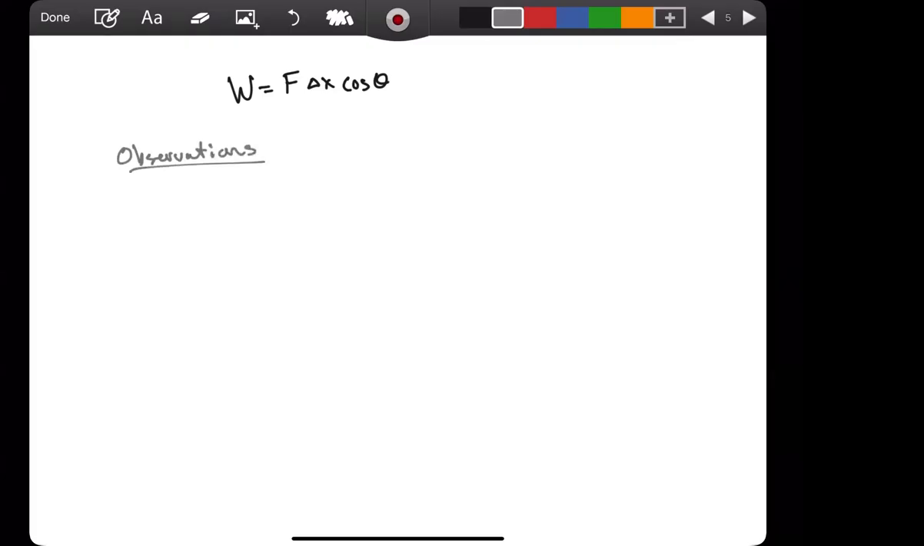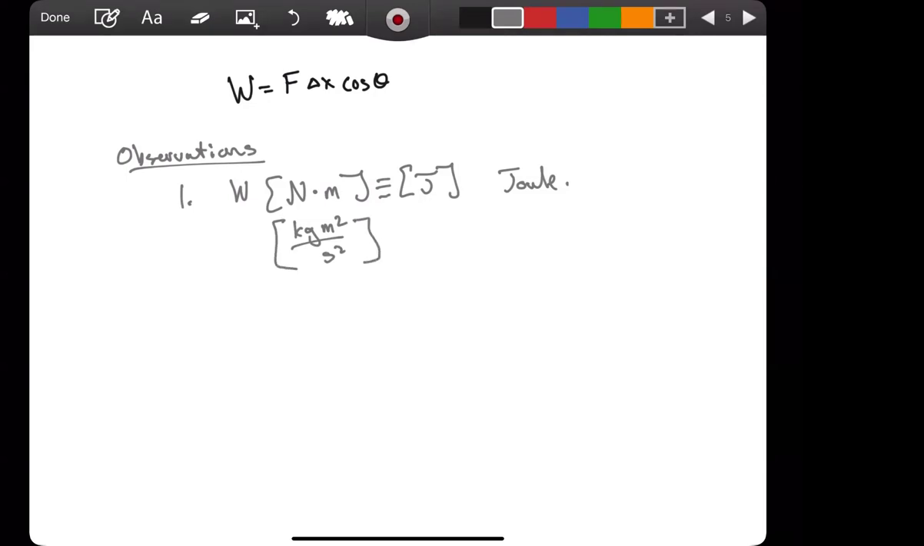So observation number 1 is, let's look at the units of work. The units of work are going to be the same thing as a Newton times a meter. And this gets a special name. This is what we call a capital J, which is called a joule. So the units of work are Newton times a meter, which is the same thing as a kilogram meter squared per second squared, which is what we call a joule.